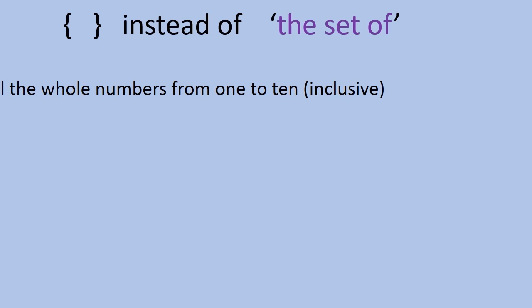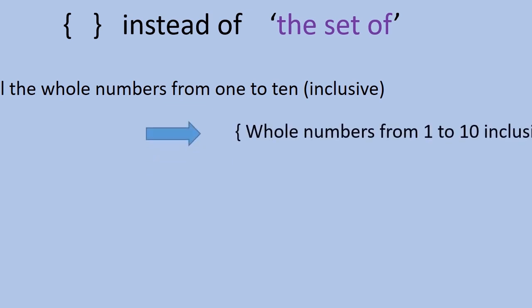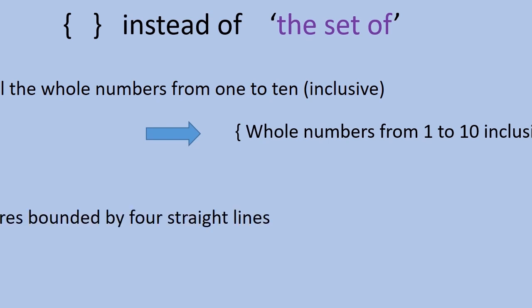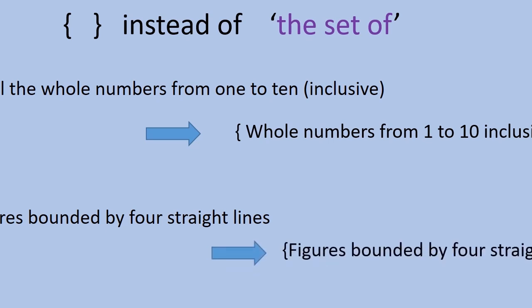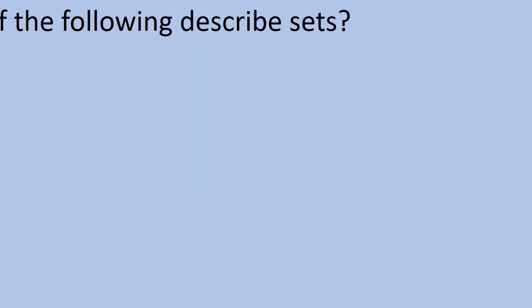When describing sets, we use curly brackets to replace the words "the set of." For example, the set of all the whole numbers from 1 to 10 inclusive is written like this, where the words "the set of" is replaced by curly brackets. The set of figures bounded by 4 straight lines is written like this, and the set of multiples of 5 is written like this. Let us look at the example.